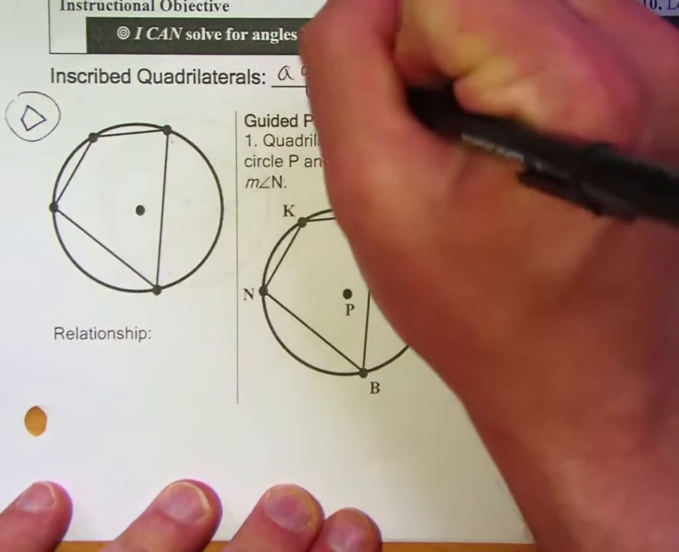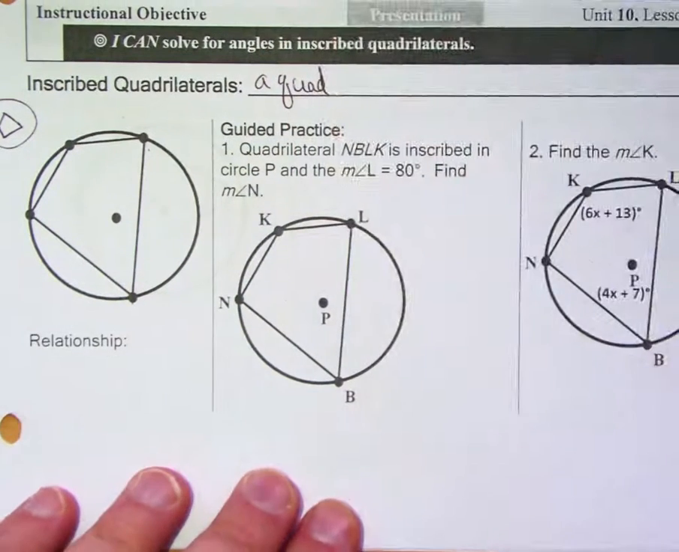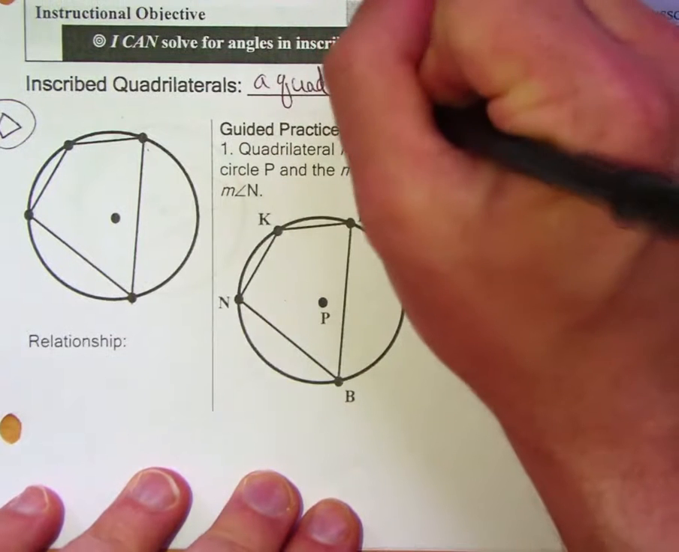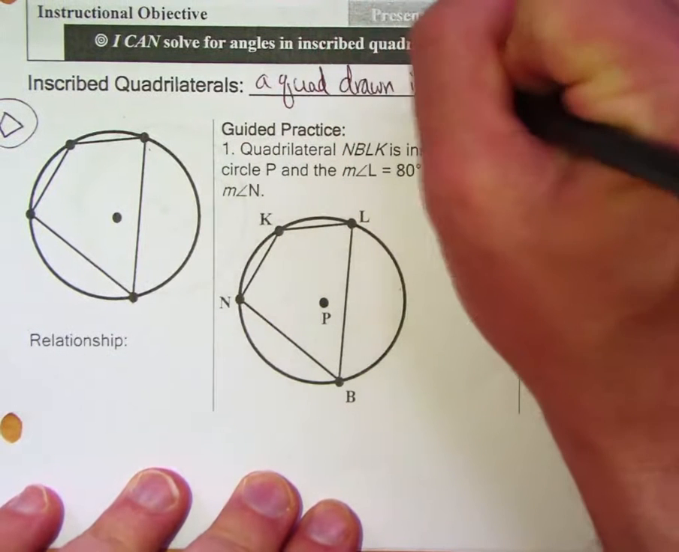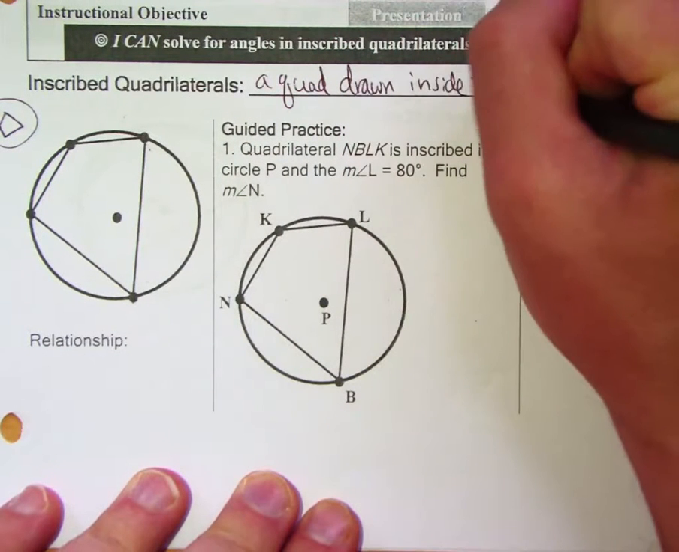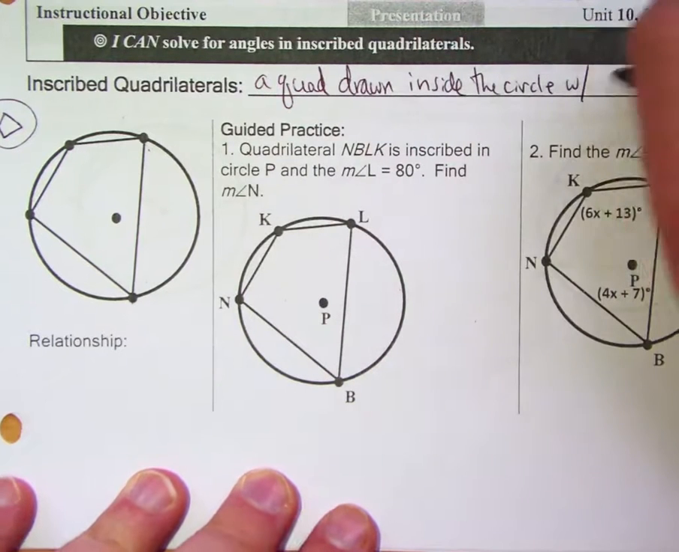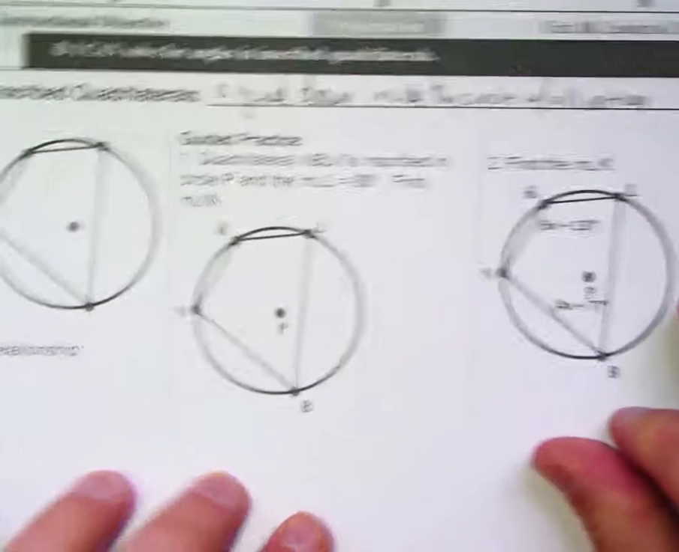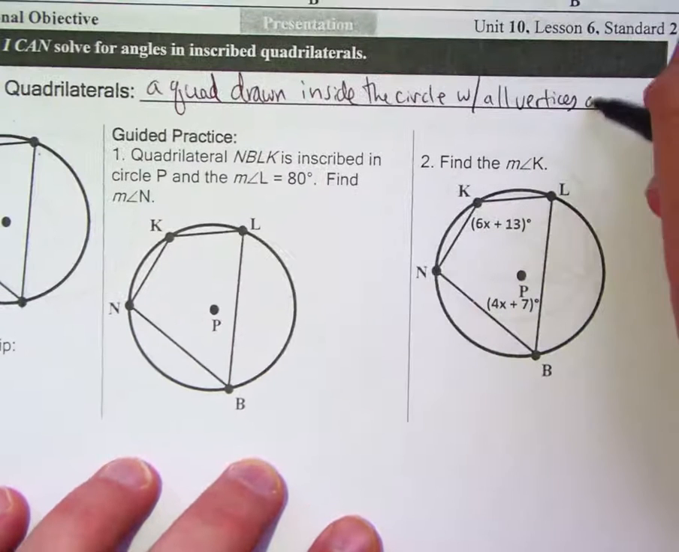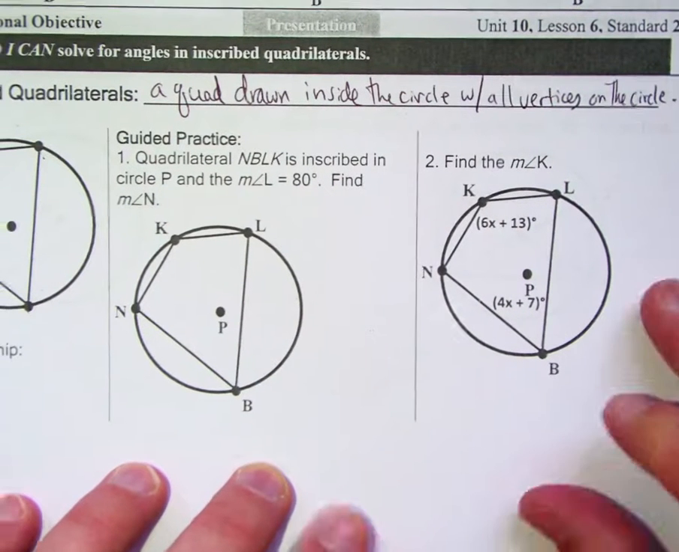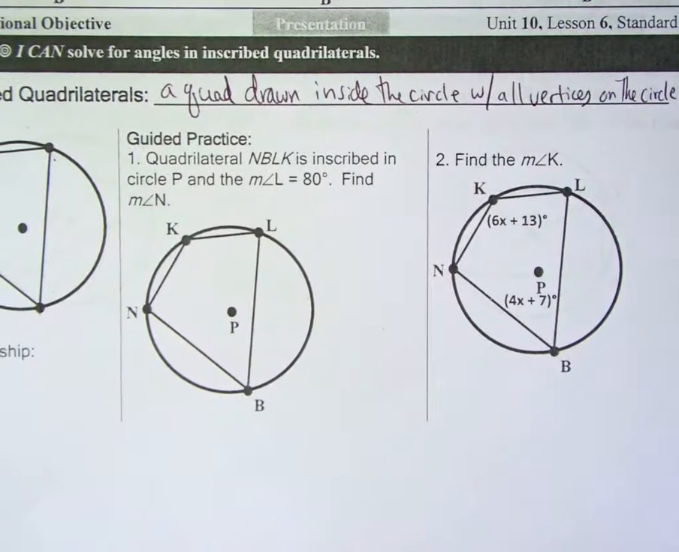So it's a quadrilateral drawn inside the circle with all vertices on the circle. Okay, that's what we have.